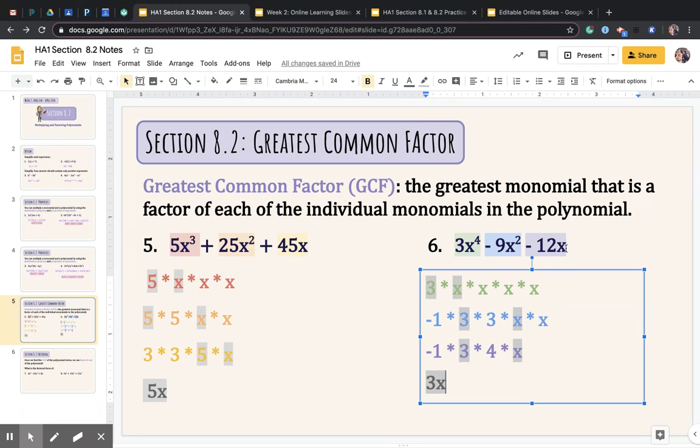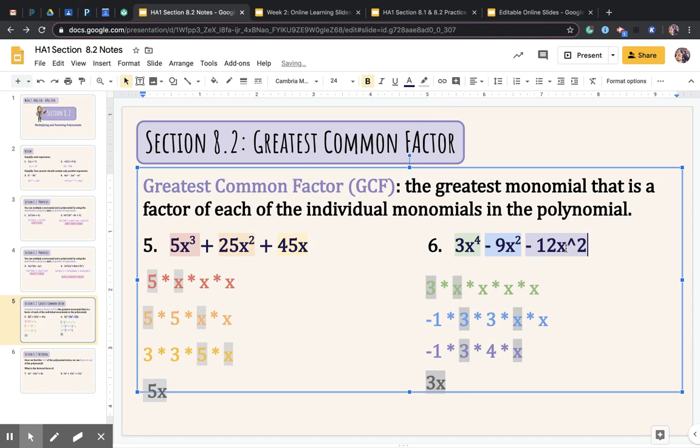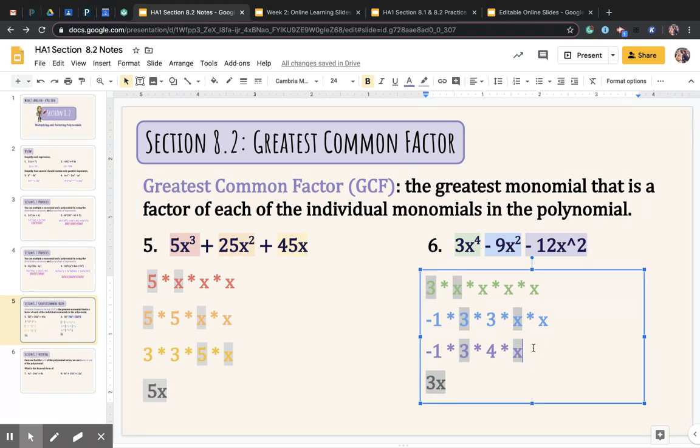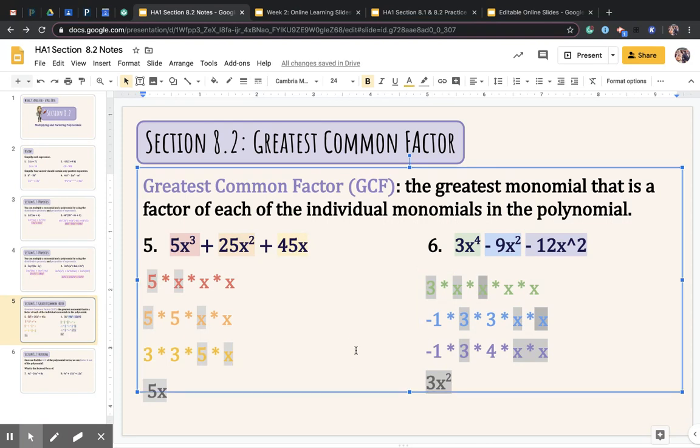Now here's the thing. If this was x squared, so I'm putting it with the caret just to save time, right? And so we had times x down here. I'm going to leave it highlighted because if you notice, now they all have an extra x. Same thing here. This one also has an extra x. So if you have it where there's 2 x's repeating, then your final answer would actually change. So it would be 3x squared would be the greatest common factor.